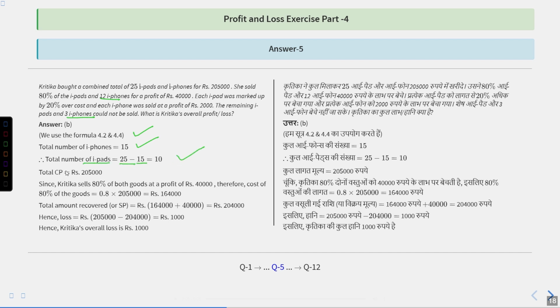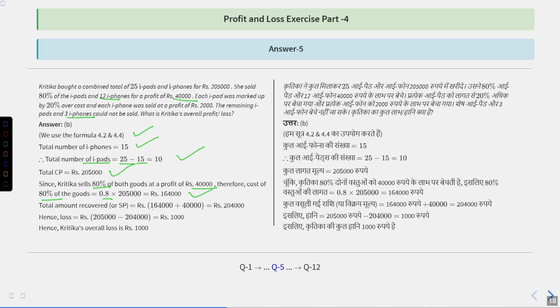Now it is given in the question that the total CP of the iPads and iPhones is 2,05,000. Since Kritika sold 80% of both goods at a profit of 40,000, the cost of 80% of the goods will be 0.8 multiplied by 2,05,000. So it will become 1,64,000. Clear? So for the total amount recovered, we know that Kritika got 40,000 profit.